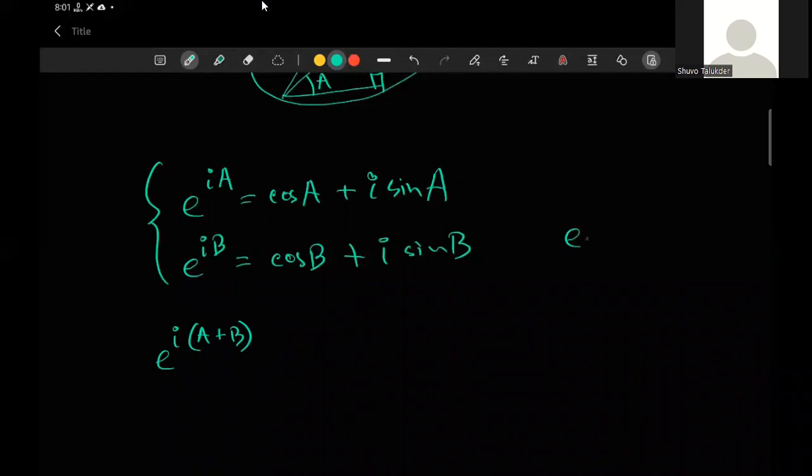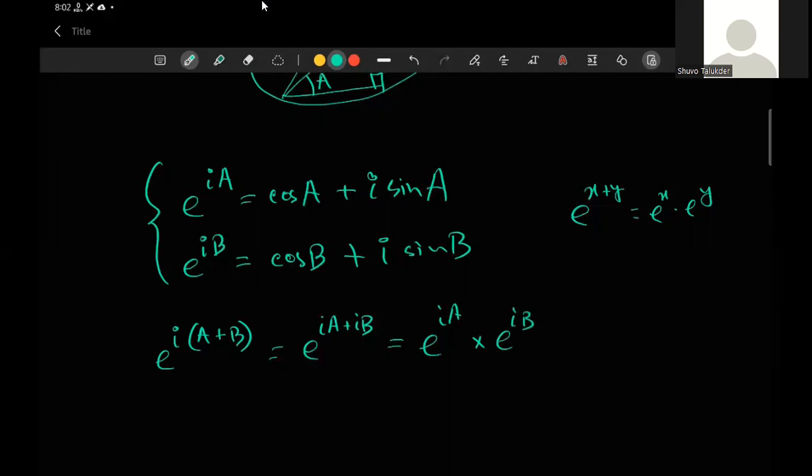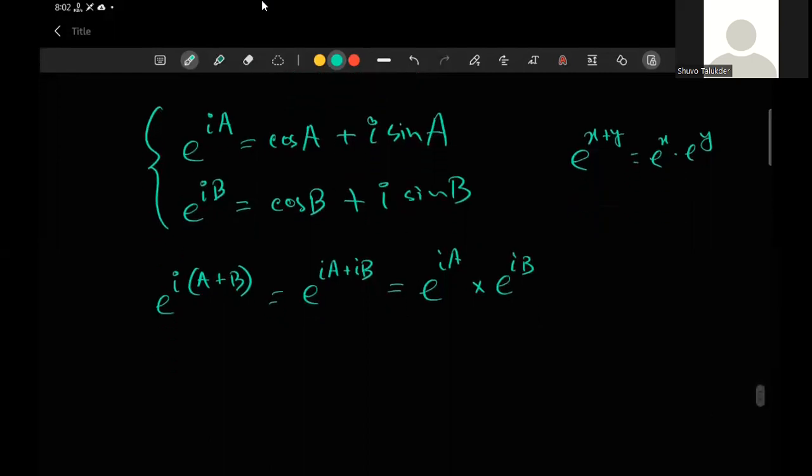So we know that I can write this as e to the power I a plus I b. And we know that e to the power x plus y is basically e to the power x times e to the power y, right? So distribute the exponentials: e to the power I a times e to the power I b. And we already know the values of e to the power I a and e to the power I b.